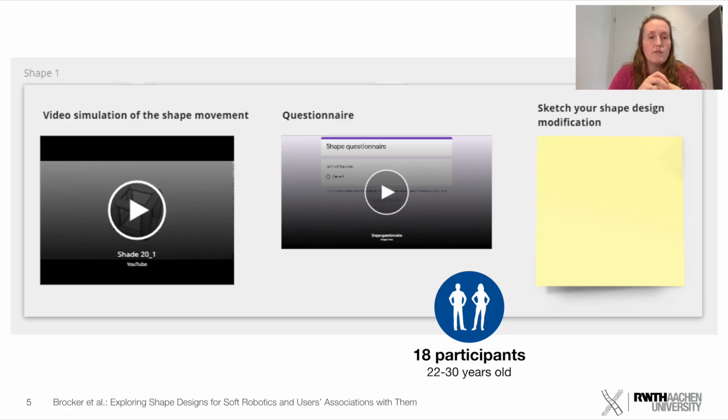In the user study, we investigated user associations with shapes and movement mechanisms, and their ideas for applications for these soft robots. We had 18 participants, and each of them had to start by watching a simulated shape movement video of each shape. Then they had to discuss 2 questions with the investigator. The first one about associations with real-world objects, and the second one about suitable application scenarios they had in mind for the soft robot. Then participants filled out a questionnaire, and finally we asked them to sketch a modification of the shape design if they had any in mind.